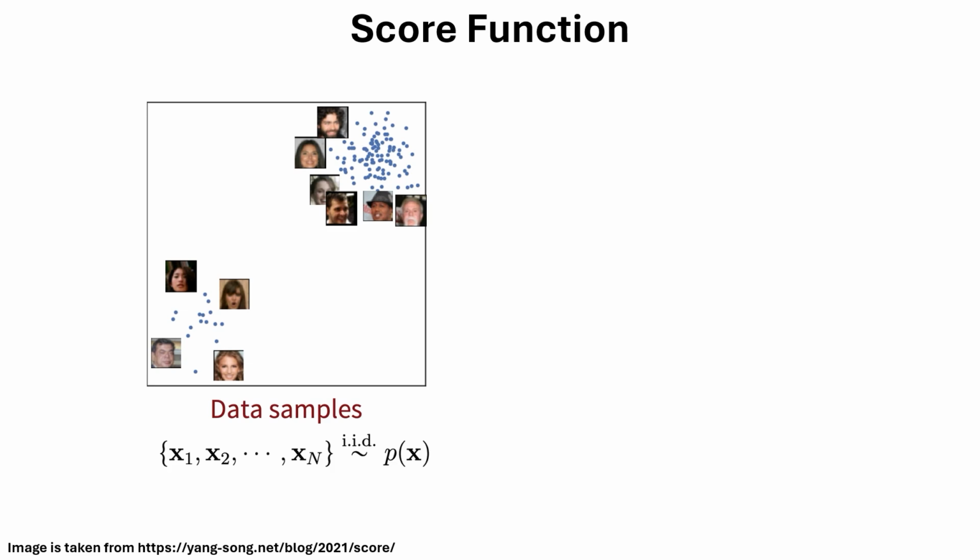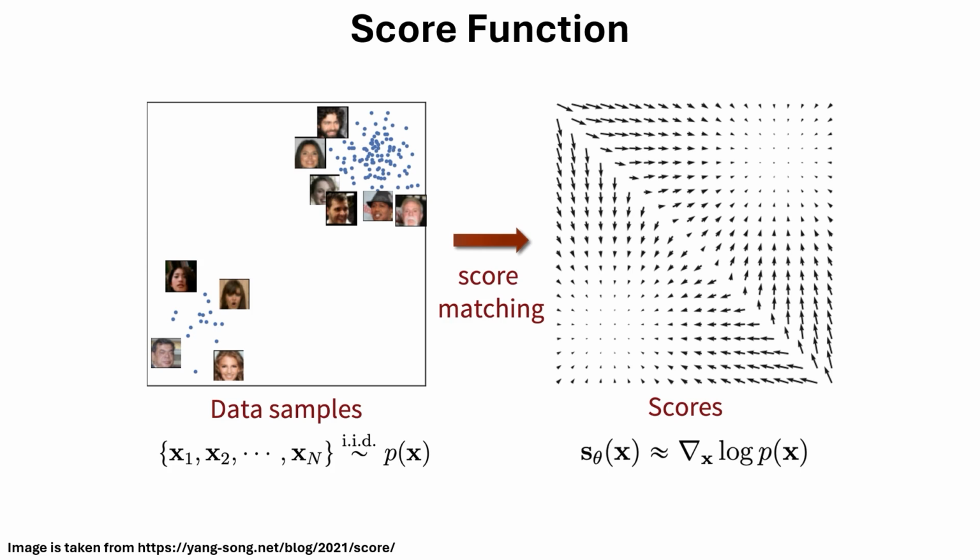Assuming we have data samples coming from distributions like this, then we can define a score function as gradient of log probability that should give us directions, as these arrows that you can see, they are pointed towards high density areas of our space. So no matter where we are in the space, the score function should give us a direction that if we move in that direction, we should reach the high density area.